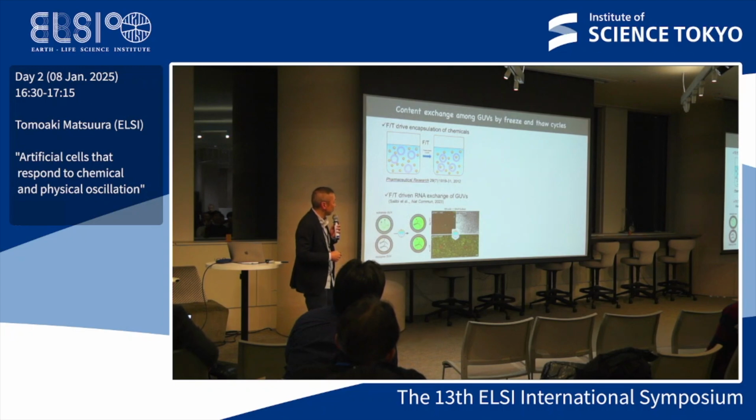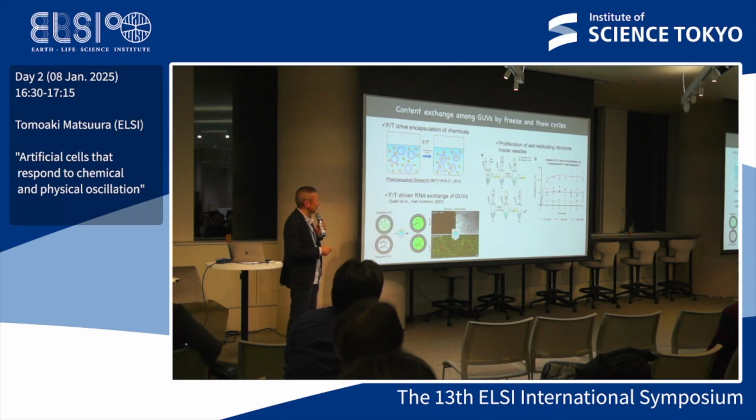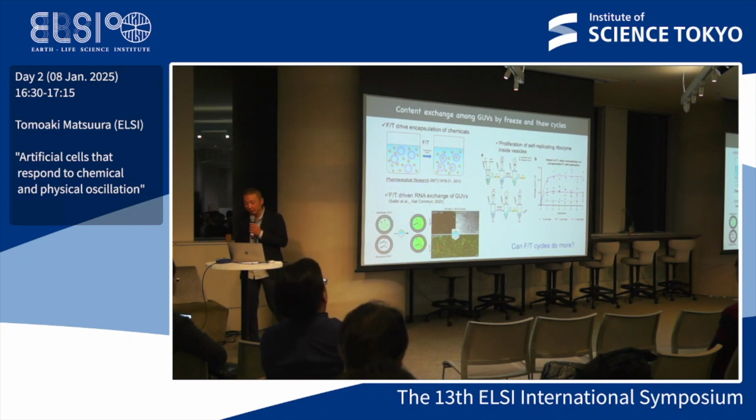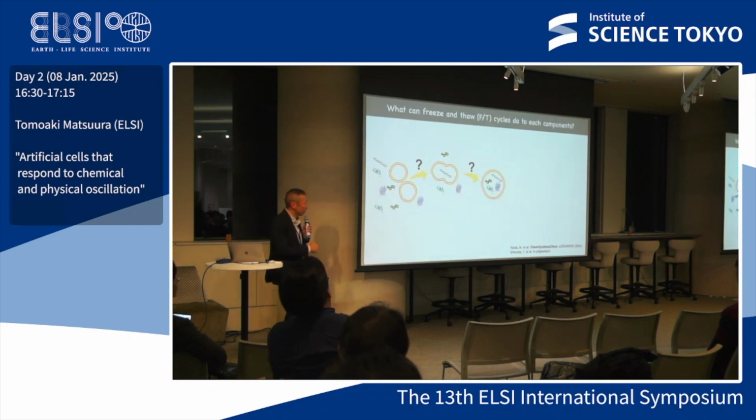And the other group, again, this is a group from Germany. They have shown that the freeze-thaw cycle can be used to proliferate the self-replicating ribozyme inside vesicles and so forth. But now we wanted to ask, can freeze-thaw cycle do more than this?